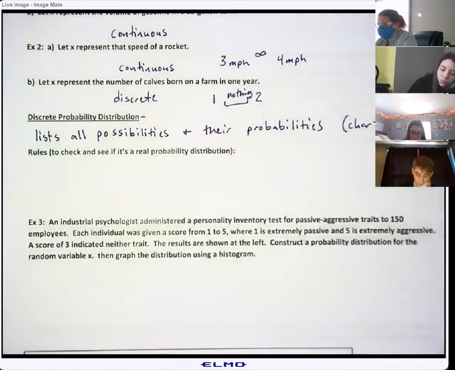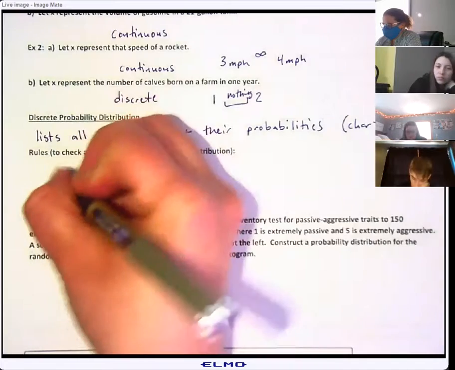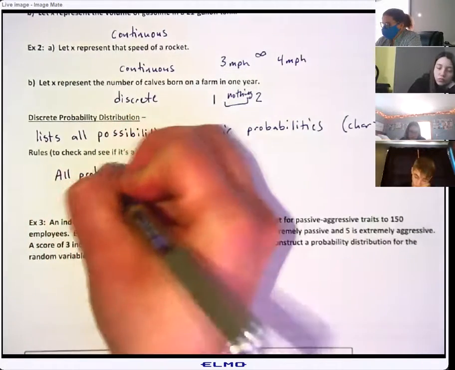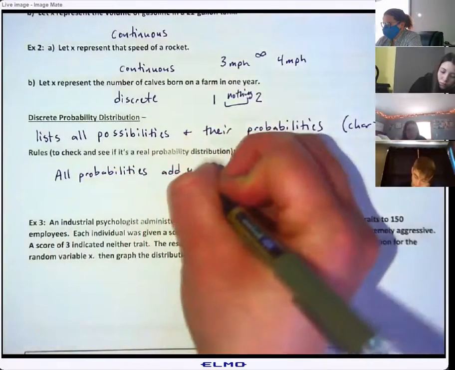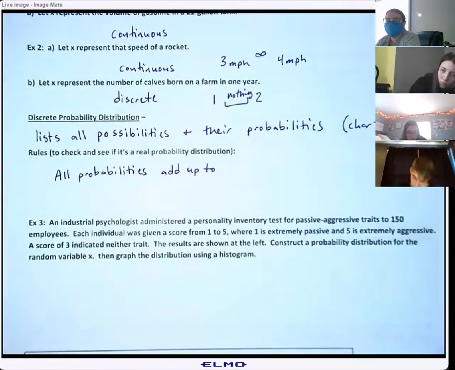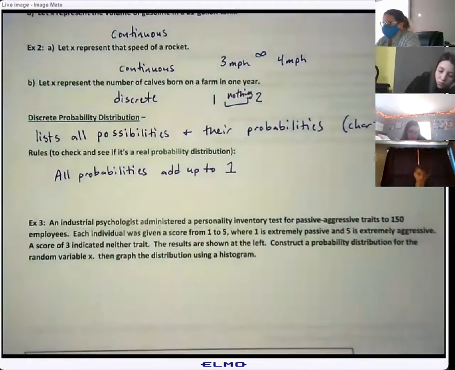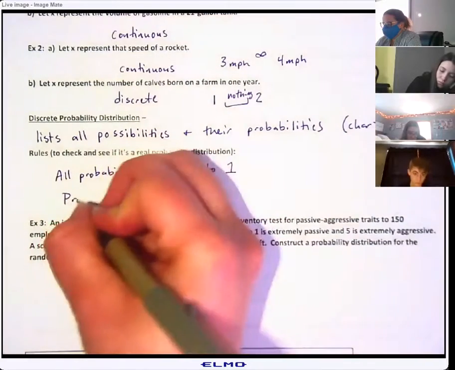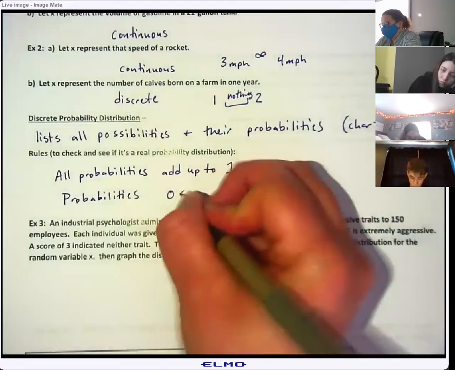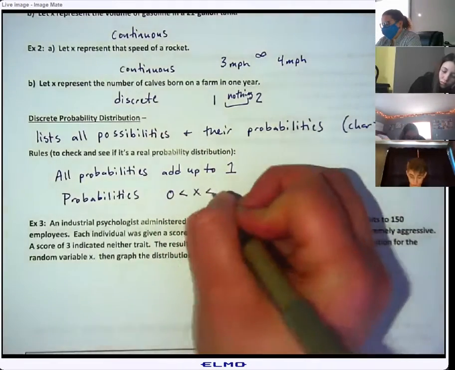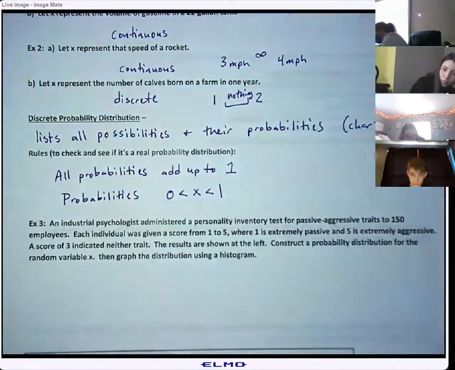So here are the rules to check and see if it's a real probability distribution. What do all the probabilities add up to? Anybody know? What do all the probabilities add up to in a probability distribution? If you have all the options, it adds up to 1 or 100%. And probabilities all have to be between 0 and 1. So a problem with those would be negative.